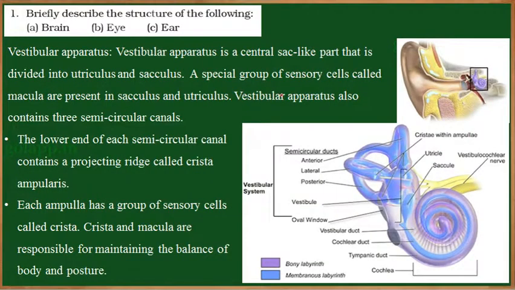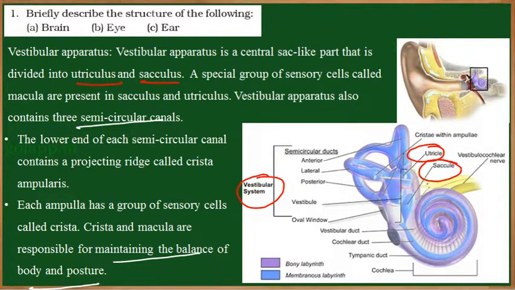The vestibular apparatus, the whole thing is called the vestibular system, is the central sac-like part that is divided into utricle and saccule. Now this region is mainly involved in maintaining body balance and posture. So it is required for the maintenance of body balance and posture. Now it has 3 semicircular canals. Here we can see the 3 semicircular canals, which contain cristae ampullaris at the end of the semicircular canals.